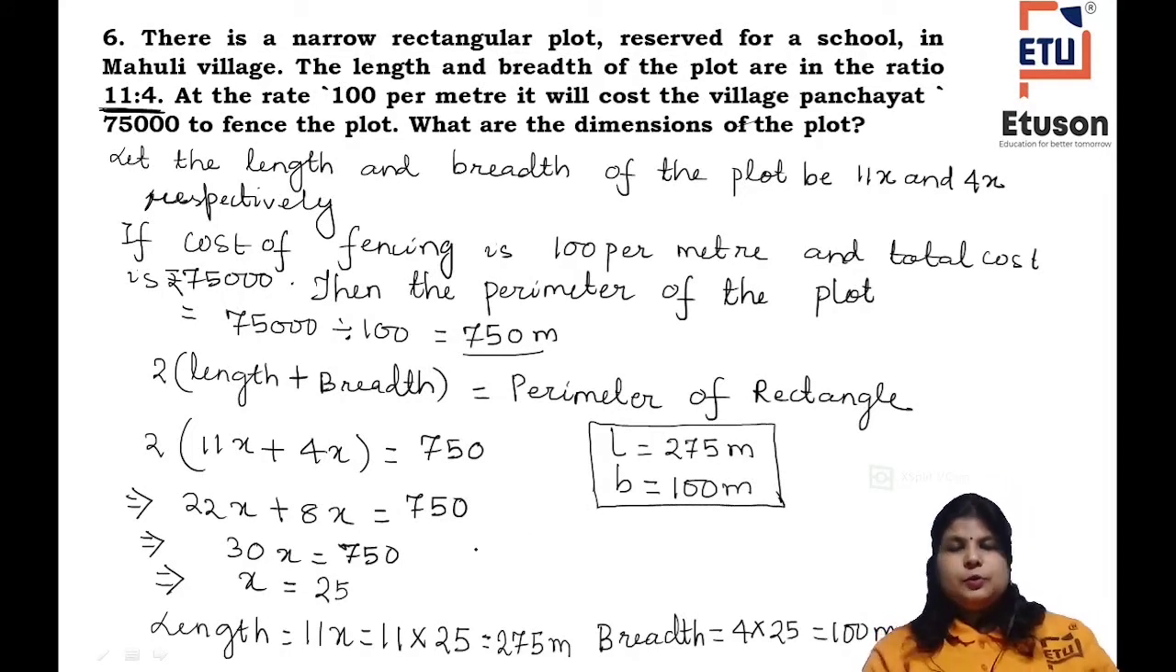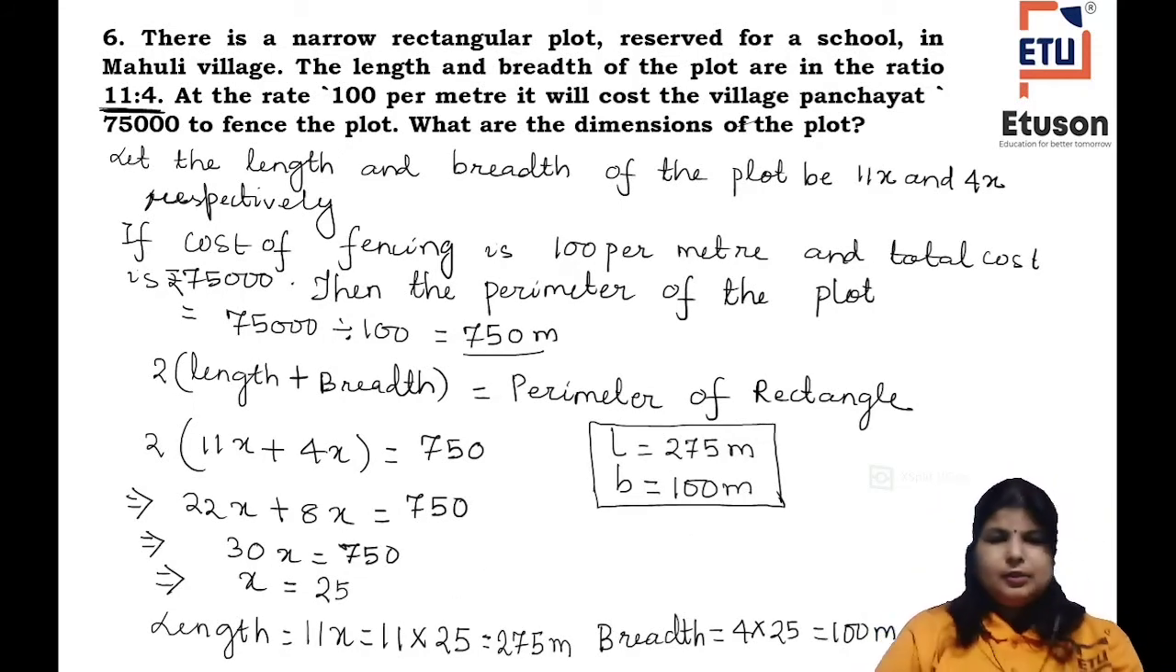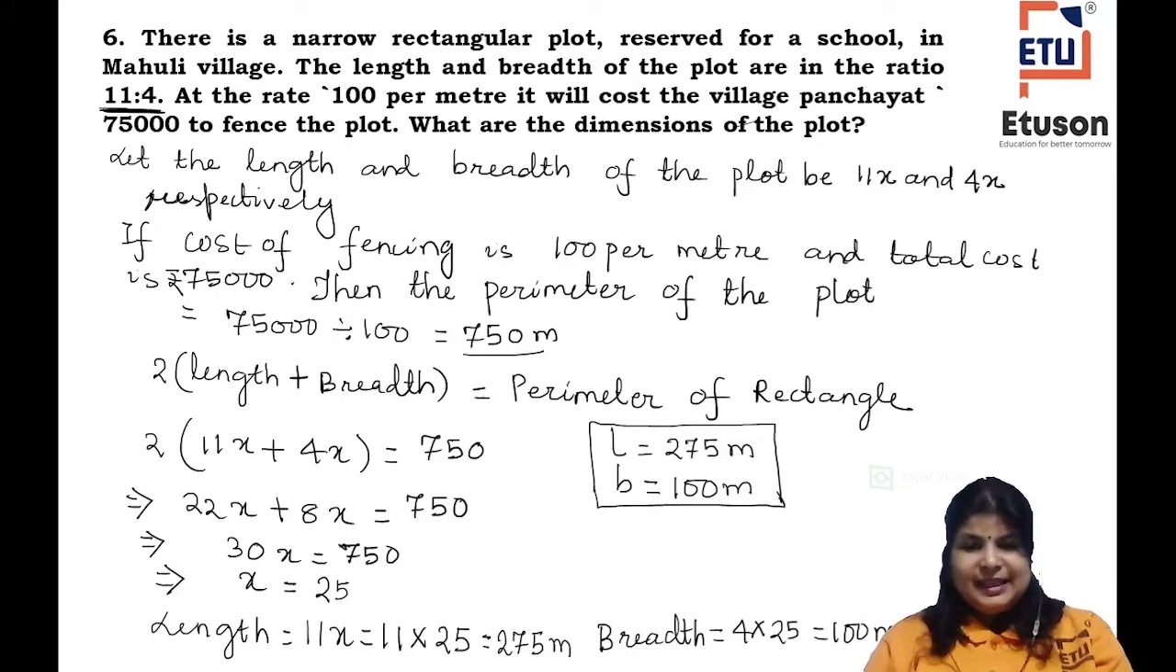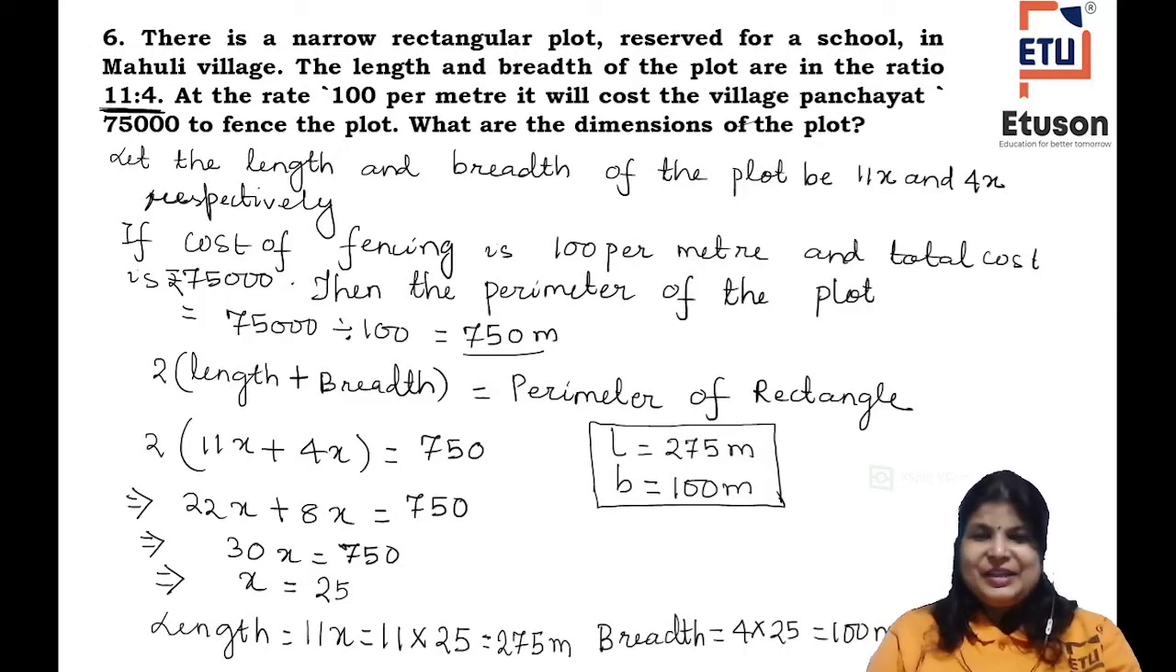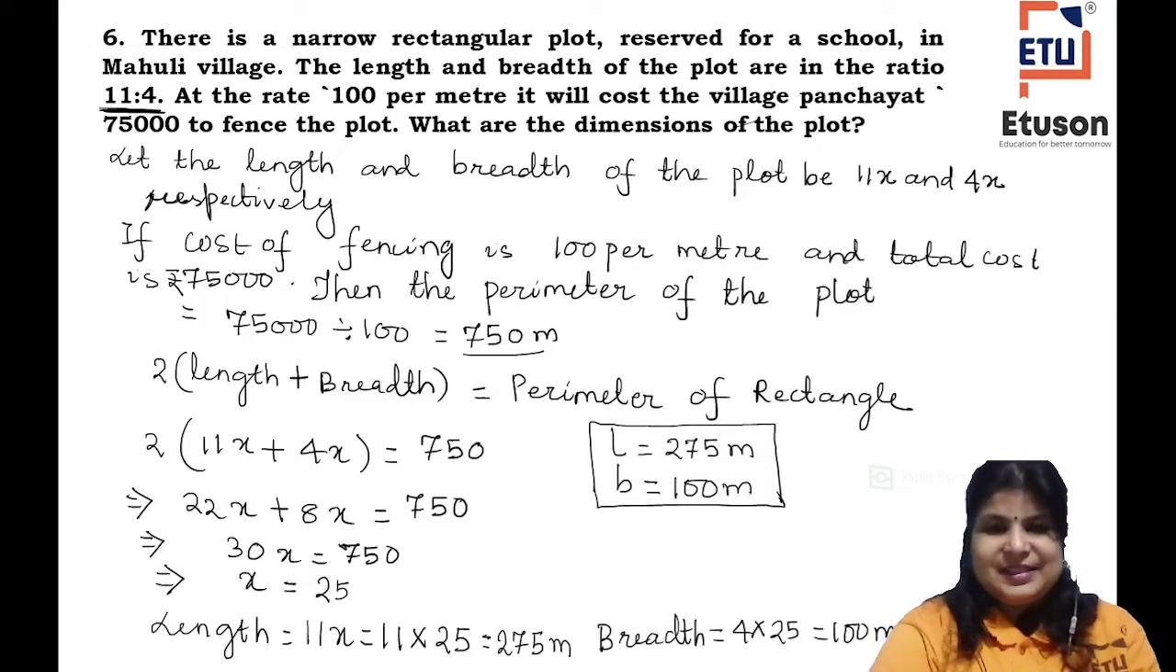Okay. So if you want to have the perimeter, you can just calculate. So 2 into 275 plus 100 is equal to 375. 375 into 2 is how much? 750. So your answer is absolutely correct. So let us go to the next question. Okay.